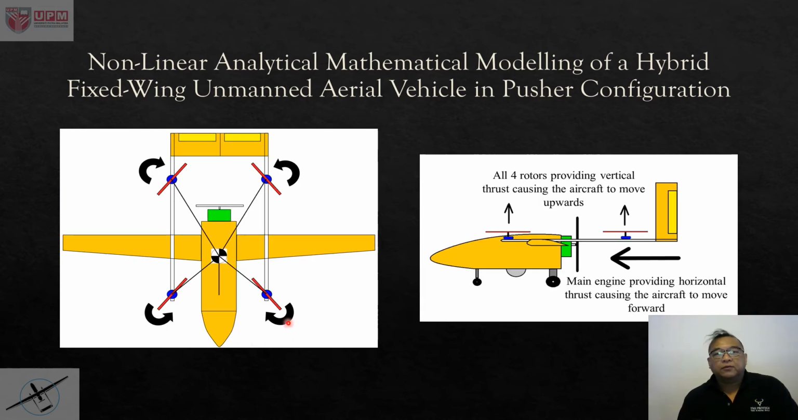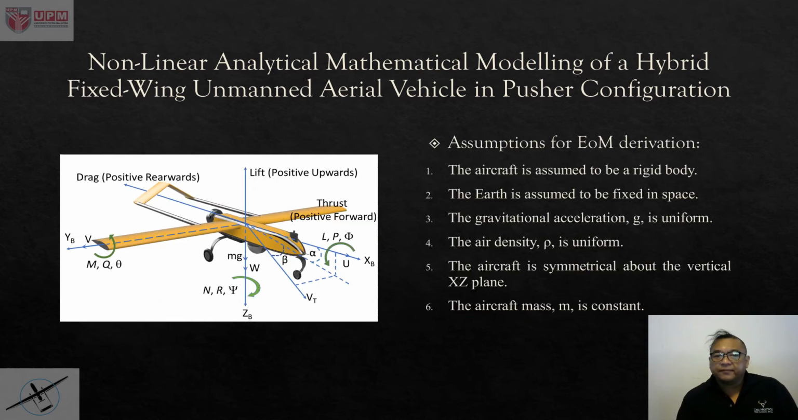Right, so if we were to get rid of the photos and then just focus on the schematics, this is how it will look like. So from the top view, you have the main propulsion system acting as a pusher, and then you have the 4 rotors acting as the VTOL motors. On the right hand side here, the image shows the direction of motion of the aircraft as a result of this propulsion system.